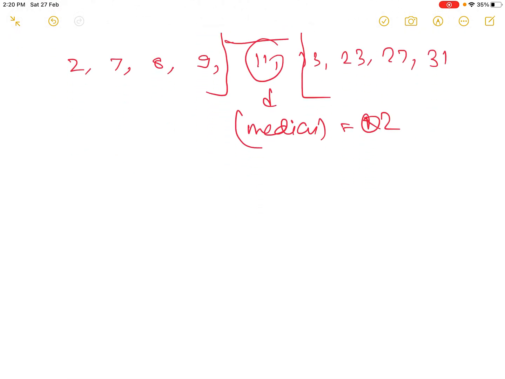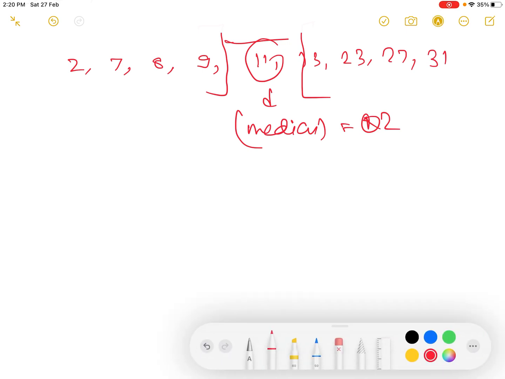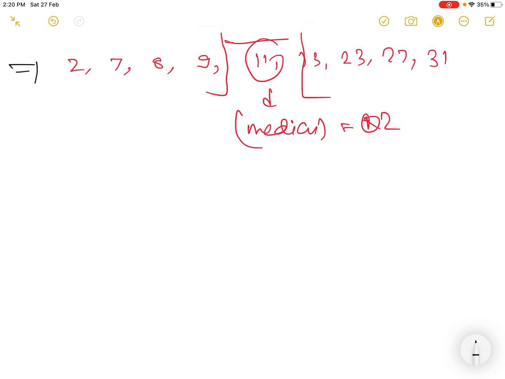Again, in this example I have arranged them in ascending order, and this is a set of data points for which you need to calculate the median, which is also known as the second quartile. You need to calculate the first quartile and then the third quartile. The median is simple: for an odd number of data points, 9 plus 1 upon 2 means the fifth data point. So 1, 2, 3, 4, 5th is 11. So 11 is your median.